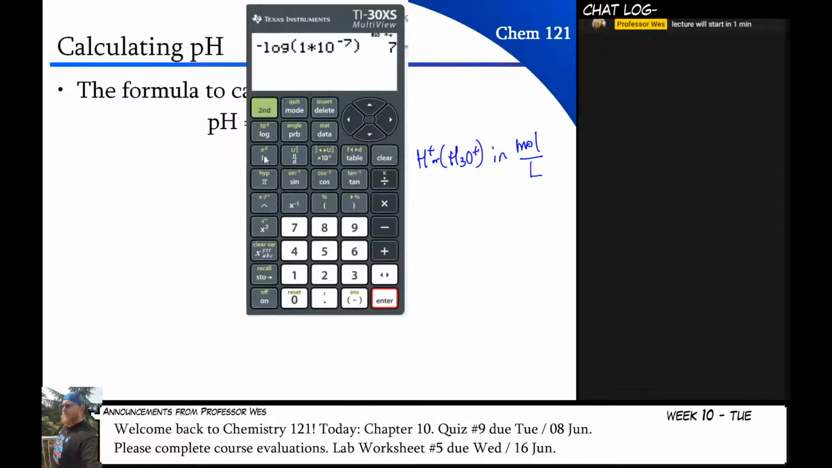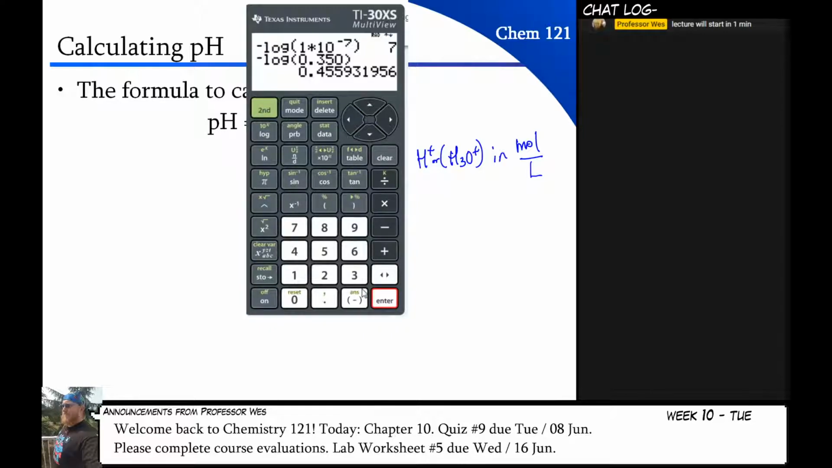Okay, so just as some more examples here. So negative log of, I don't know, a 0.350 molar solution would be about pH 1. 0.45 is what I got. So this is how you use log.